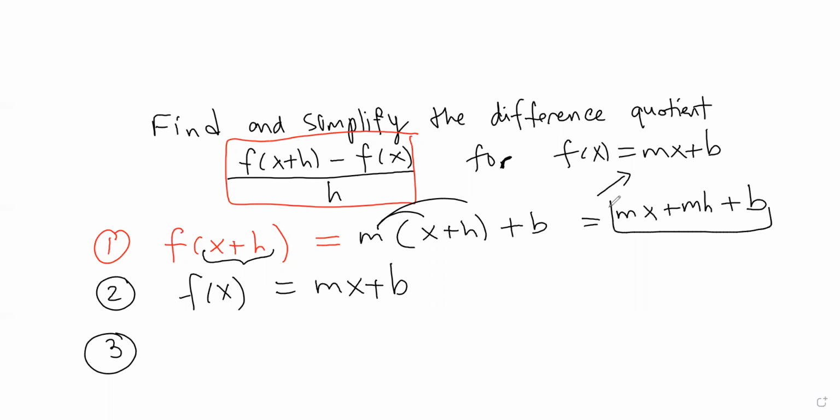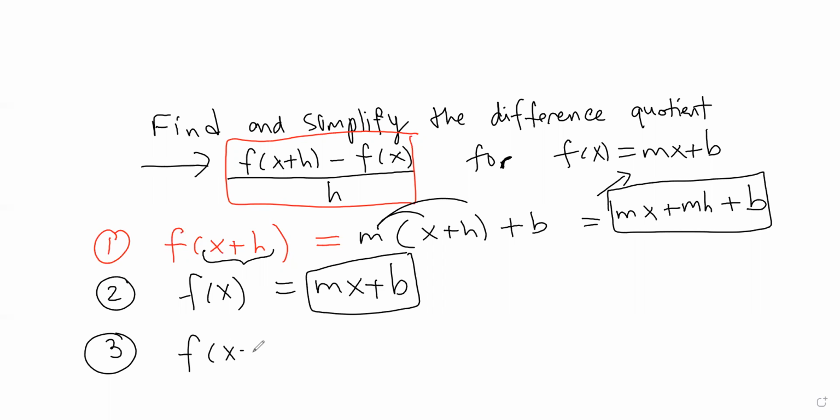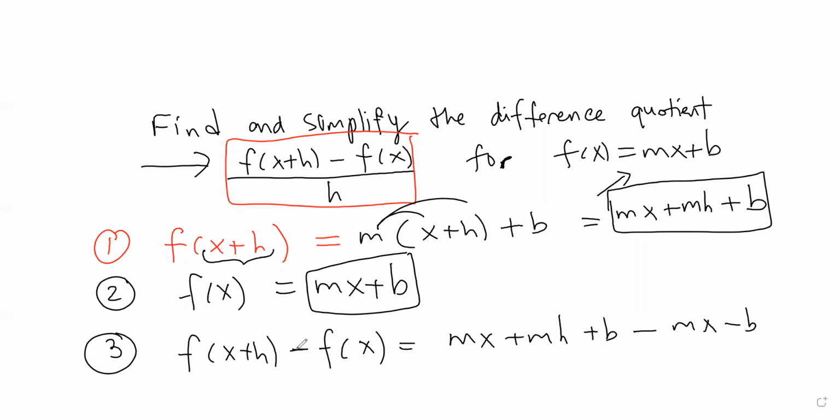So this is f(x plus h), and this is f of x. We're going to subtract these two because that's what this form says. So let's subtract it. So f(x plus h) minus f of x equals mx plus m times h plus b, and then minus mx and minus b, because I will distribute this minus to both, so we'll get this. And now let's simplify this.